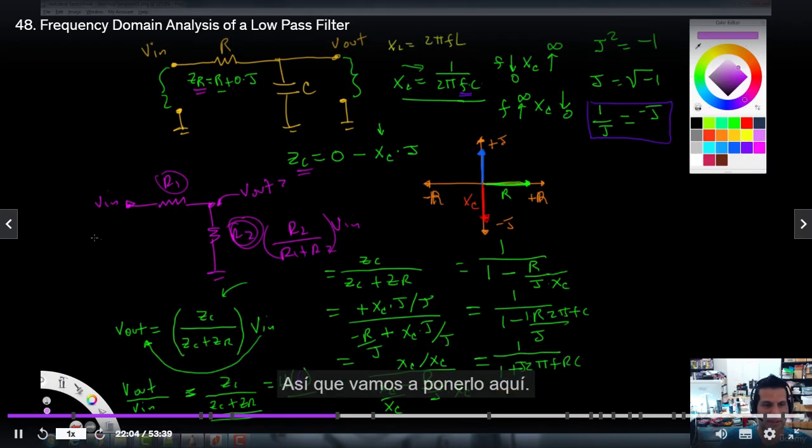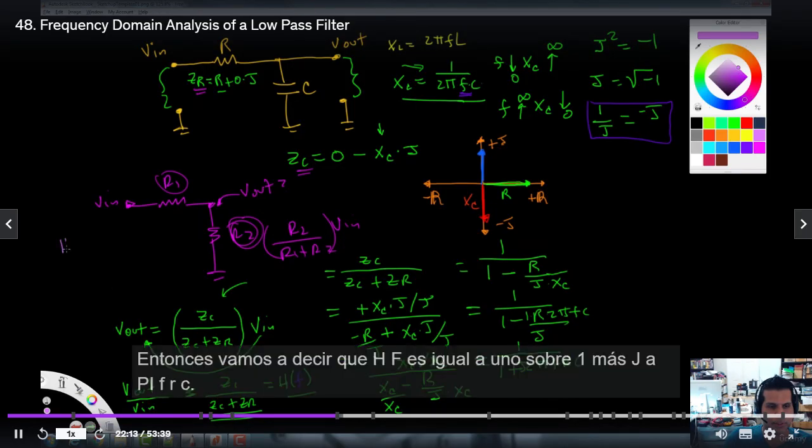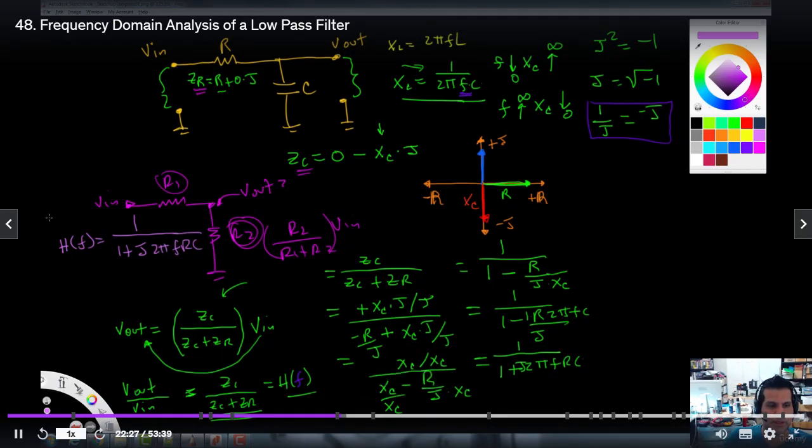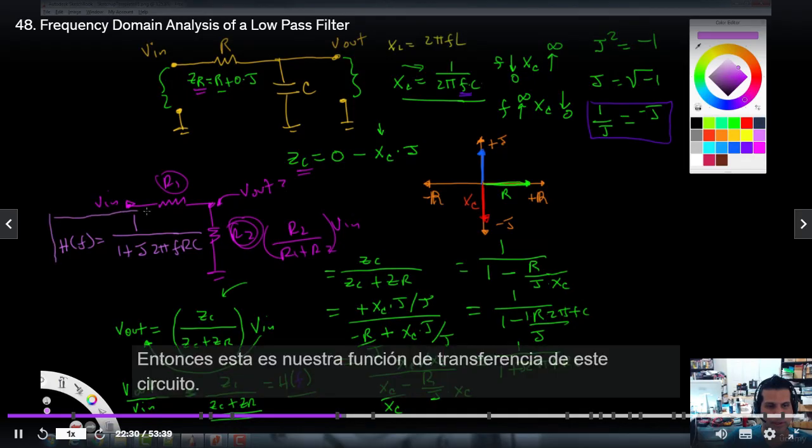And as a matter of fact, let's put it someplace else. Let's put it right here. Is this a good color? Yeah, sort of. All right, so this h sub f, when we're done with this, we're going to say that h sub f equals 1 over 1 plus j 2 pi frc. All right, so this is our transfer function of this circuit.